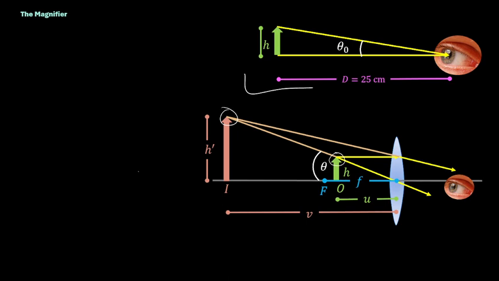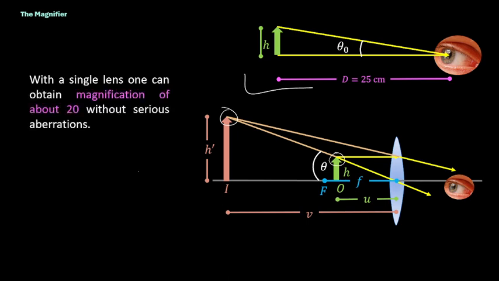Let's see how using two converging lenses can achieve even higher magnification. Before we go ahead, let's note that the maximum magnification that can be achieved with a single converging lens is about 20. Further magnification can be achieved by using more lenses. We now use two lenses and see how the magnification can be increased.